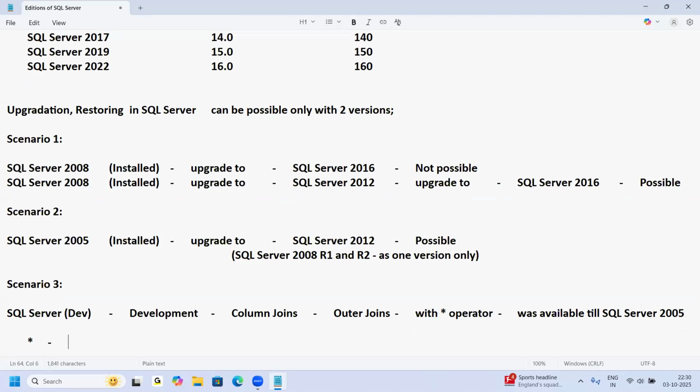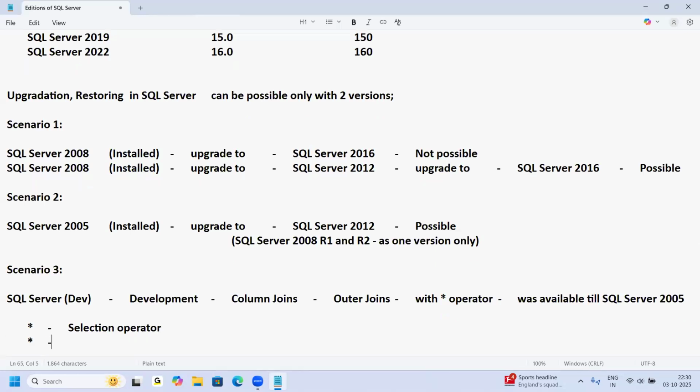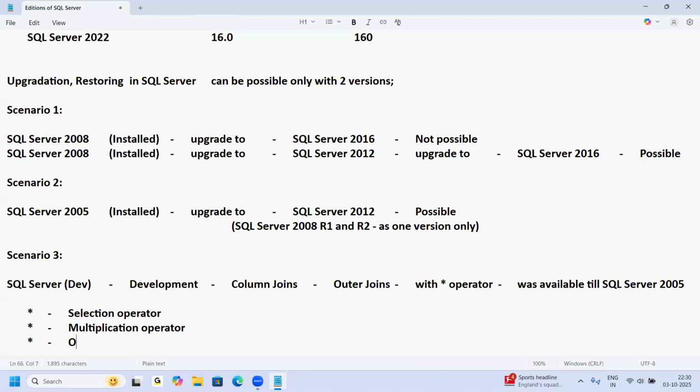In all these three releases, 2005, 2008, 2012, what is the story? Star is called the selection operator in SQL Server. Star is called the multiplication operator in SQL Server. Star is called the outer join operator in SQL Server. Please listen carefully, I said only three versions: 2005, 2008, 2012.